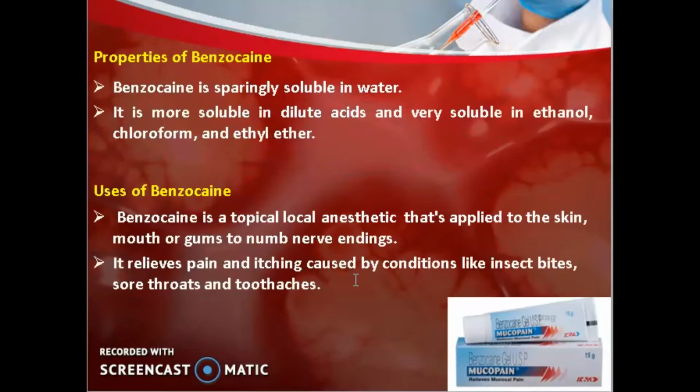So the properties of benzocaine. Benzocaine is sparingly soluble in water. It is more soluble in dilute acid and very soluble in ethanol, chloroform and ethyl ether. Now, use of benzocaine. Benzocaine is a topical local anesthetic that is applied to the skin, mouth, gums to numb nerve endings. It relieves pain and itching caused by conditions like insect bites, sore throats, and toothaches.